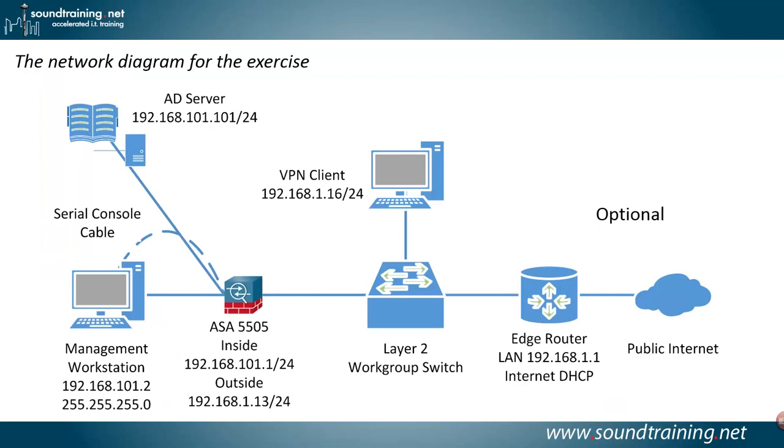Here's our network diagram for the exercise. You'll need a server acting as an Active Directory server. Actually, the procedures I'm going to show you should work with pretty much any LDAP server, but the one we're using is a Microsoft Server 2012 box running Active Directory. And you'll need a management workstation connected via serial console cable to your ASA. You'll need a VPN client on the outside, and optionally you may want to have internet access, but it's not required for the purpose of the demonstration.